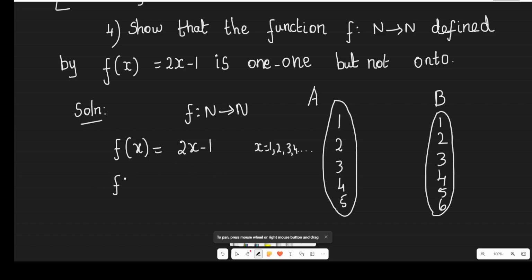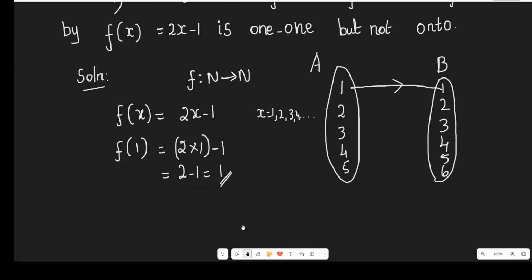So f(1), what will we get? 2 into, in place of x we apply the number 1: 2 × 1 − 1. 2 times 1 is 2, 2 minus 1 is 1. So f(1) is 1. We provide input 1 and get output 1, so 1 is related to 1. Next we need to apply the next value for x.